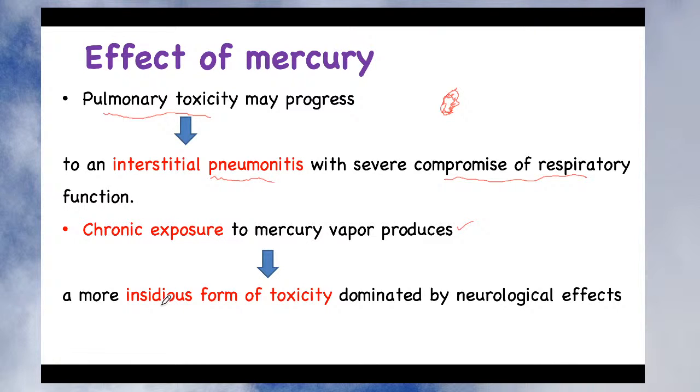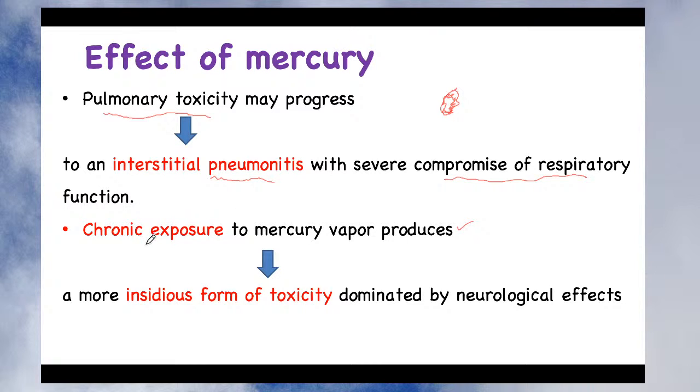Like maybe today you are exposed to a very small dose of mercury, you may not immediately see the effect, but maybe after a month of continuous and slow exposure to mercury, slowly you may see compromised respiratory function, right? So it is not suddenly happening, whereas in case of acute disease we can see immediate interstitial pneumonitis, because you are suddenly exposed to a high dose of mercury. Since you are exposed to a high dose of mercury, you may suffer from interstitial pneumonitis with severely compromised respiratory function. But here in such a case, you are exposed to a very low dose.